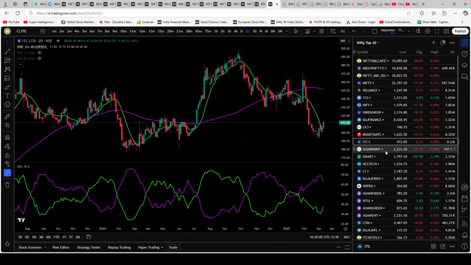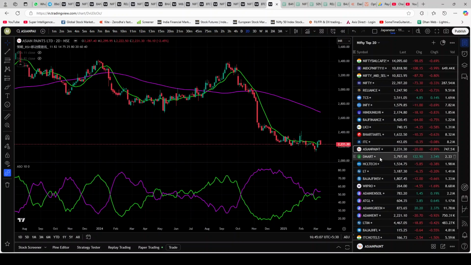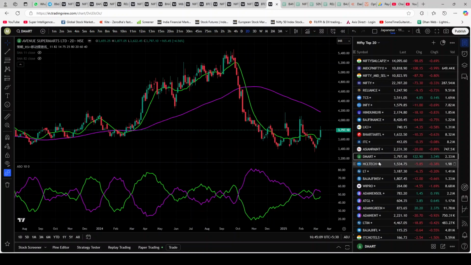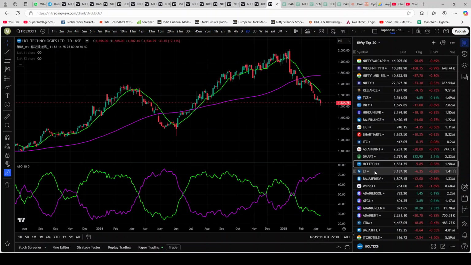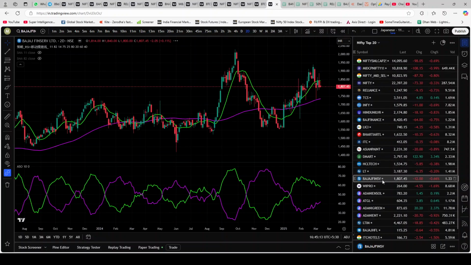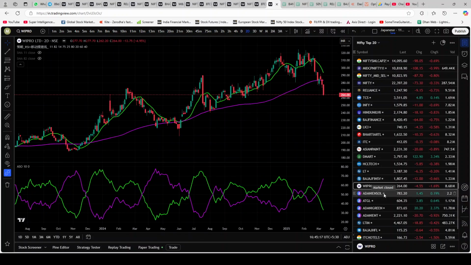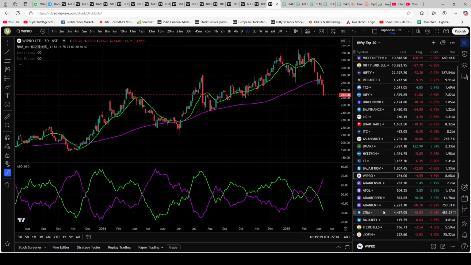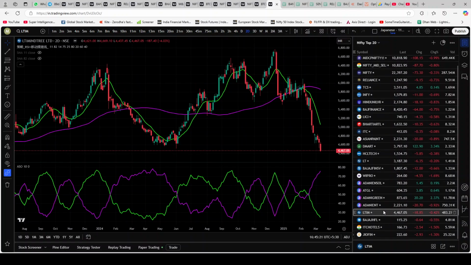ITC looks like this. Asian Paints looks like this. DMart looks like this. HCL Tech looks like this. L&T looks like this. Bajaj Finserv looks like this. Wipro looks like this. Then there is a whole bunch of Adani stocks which I will not get into.